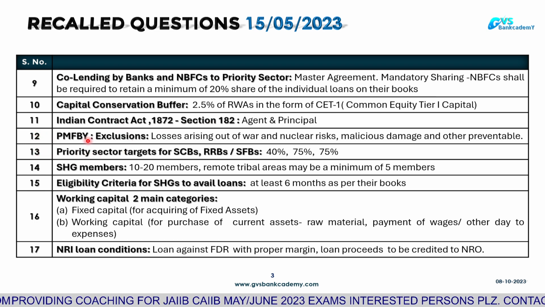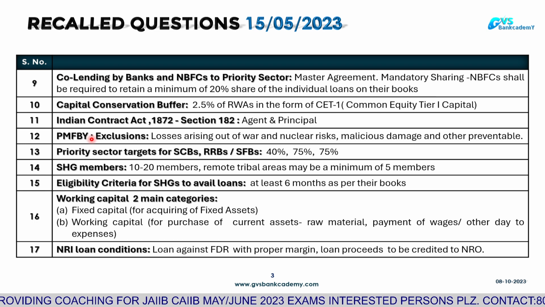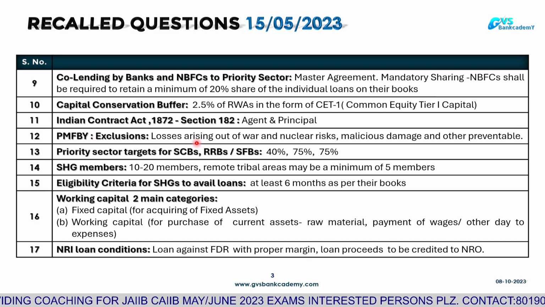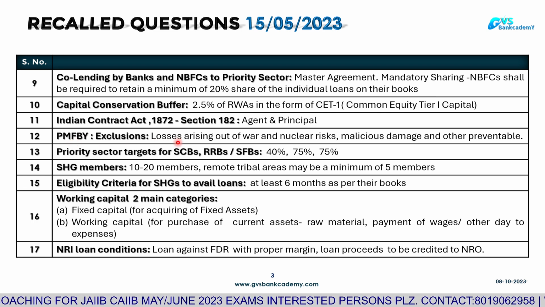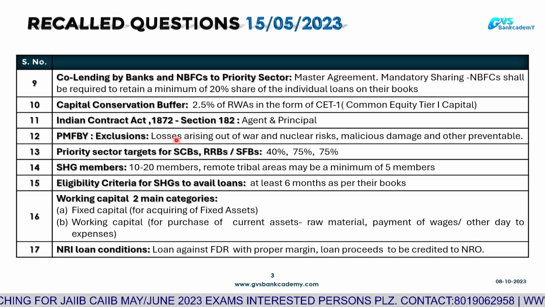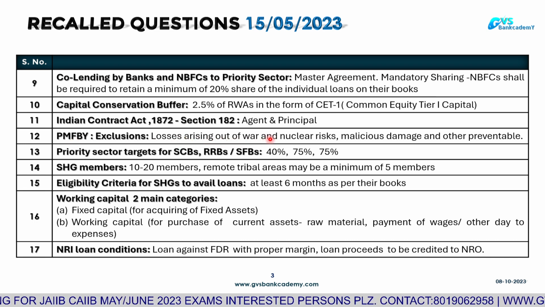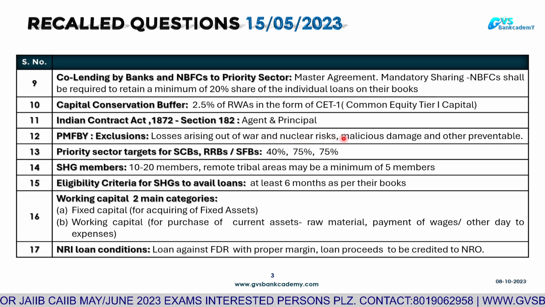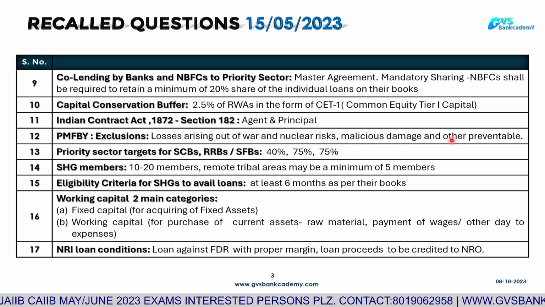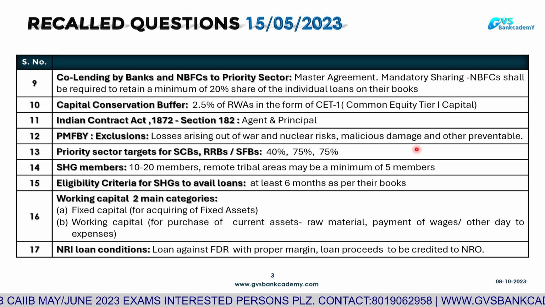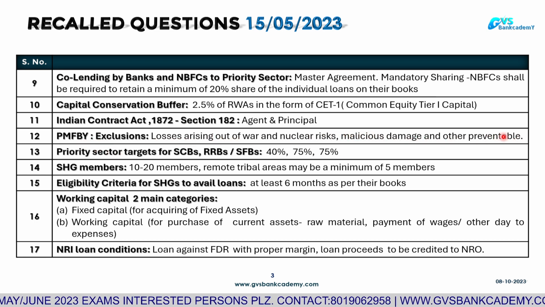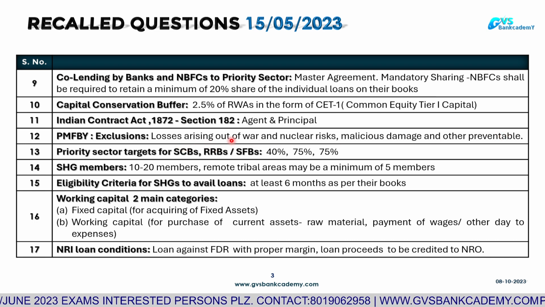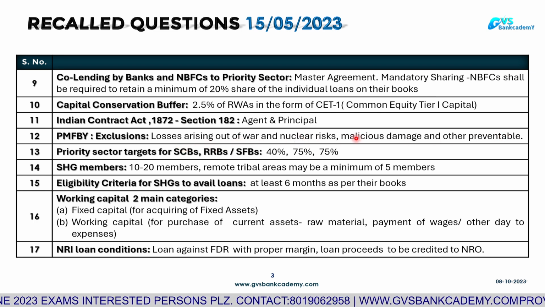Question number 12, Pradhan Mantri Fasal Bima Yojana. What type of risk is not covered under Pradhan Mantri Fasal Bima Yojana? Risk losses arising out of war, nuclear risk, malicious damage by the borrower, and other preventable losses. The same question was asked last year in Union Bank of India, 4 to 5 times also they had given. Losses arising out of war, nuclear risk, malicious damage, self, other.